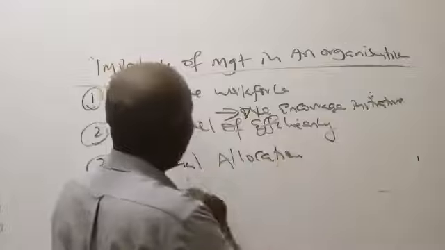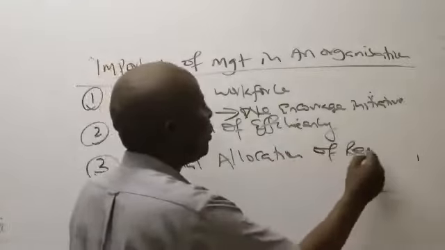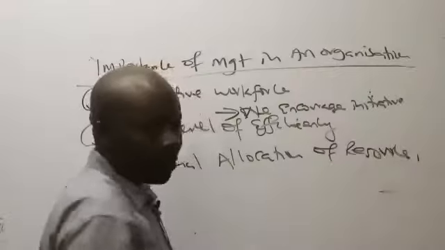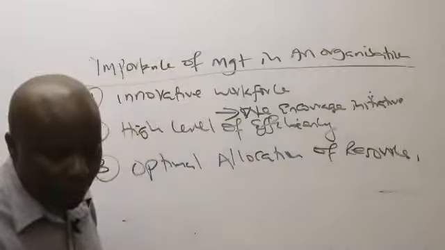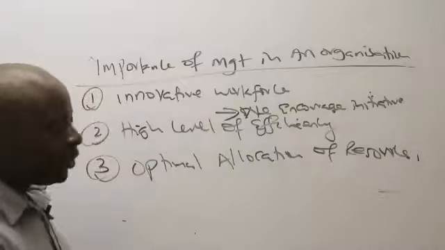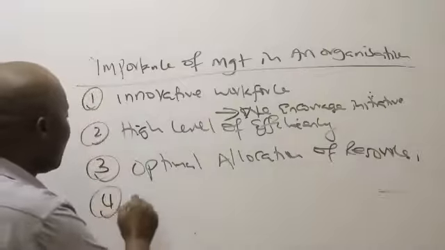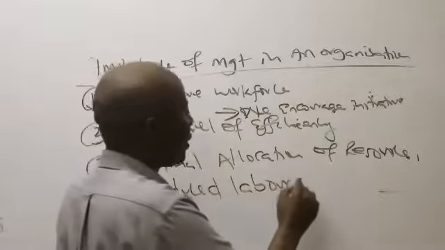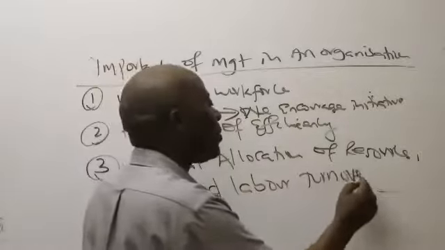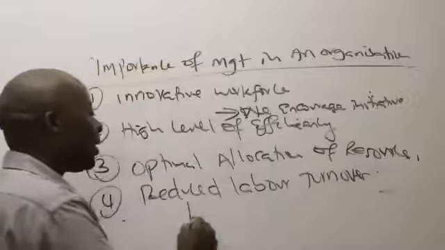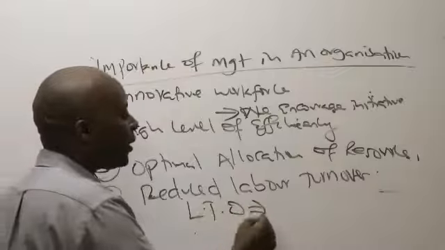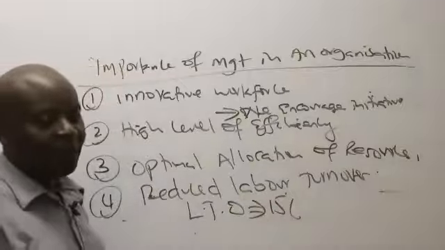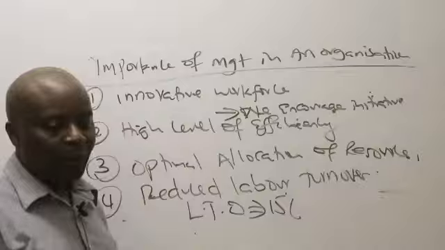You won't get things when there is optimal allocation of resources. You won't get things how? They are misused. Optimal allocation of resources. Yes, reduced labor turnover. Ladies and gentlemen, the moment you find in your organization that labor turnover starts exceeding 15% per annum, know that there is a problem.